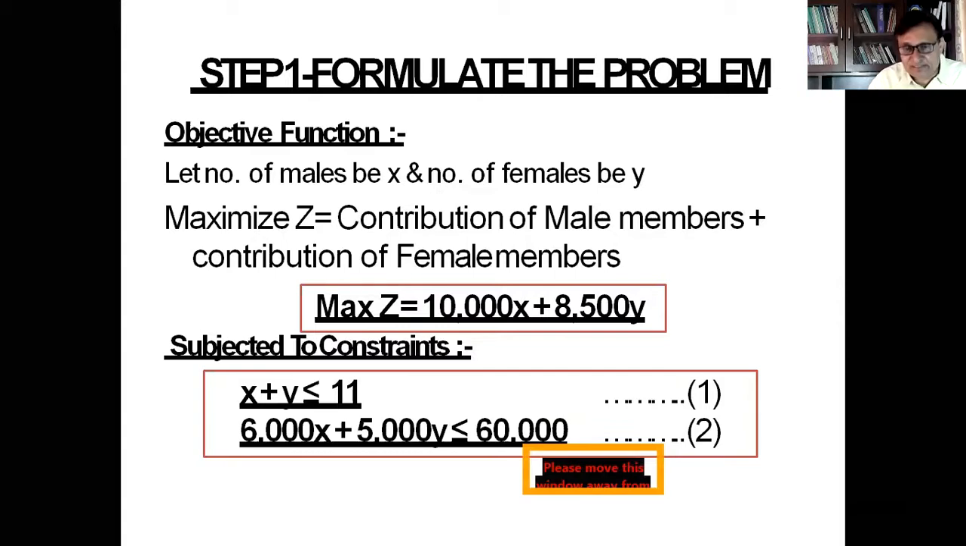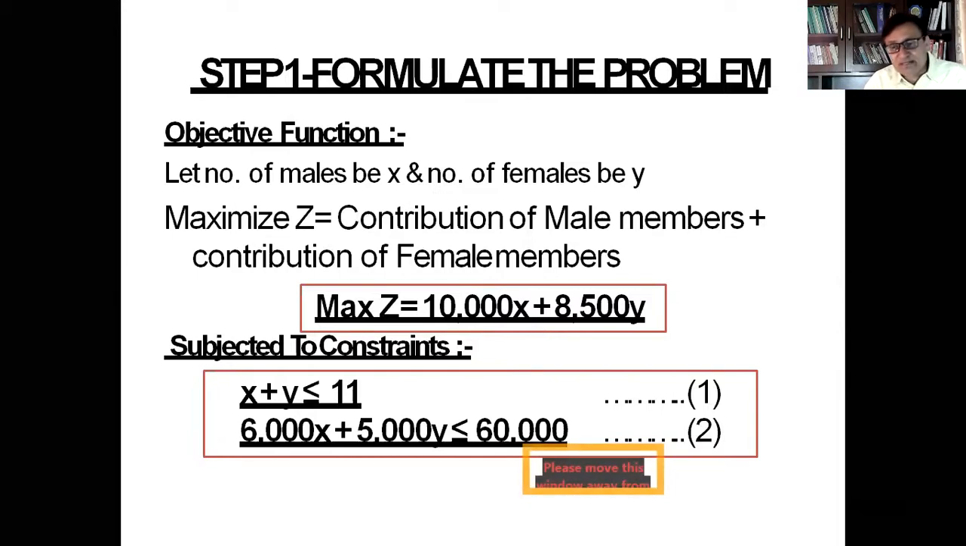And how will you maximize? Contribution of male members plus contribution of female members. So this is a concept of additivity. That means total profit is found by adding the profits of all the variables. So here, if you are getting 10,000 profit from the male per unit and 8,500 profit from the female per unit, your objective will be maximize z is equal to 10,000 x plus 8,500 y.